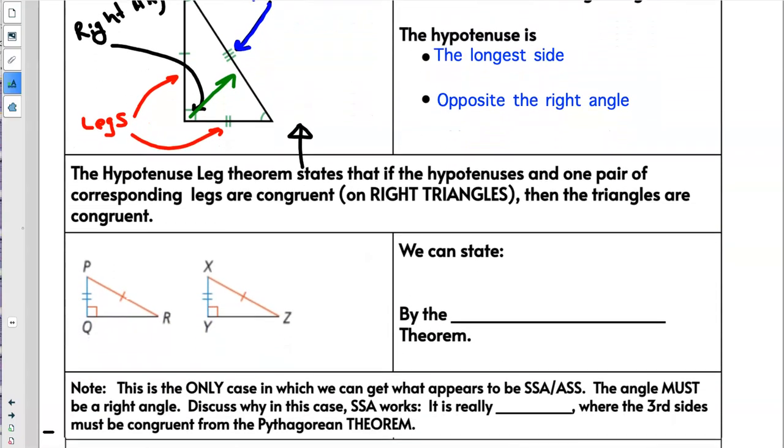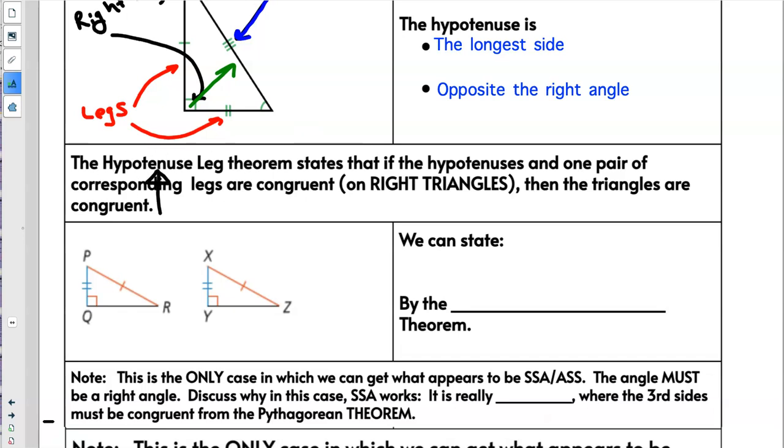All right, so we got this idea of right triangle, and the hypotenuse leg theorem states that if the hypotenuse and one pair of corresponding legs are congruent on the right triangles, then the triangles are congruent. So if I have a right triangle and another right triangle, that's step one. The triangles must be right triangles, and a leg that corresponds to the other leg congruent, along with the hypotenuse here and here congruent, then I can talk about the two triangles being congruent.